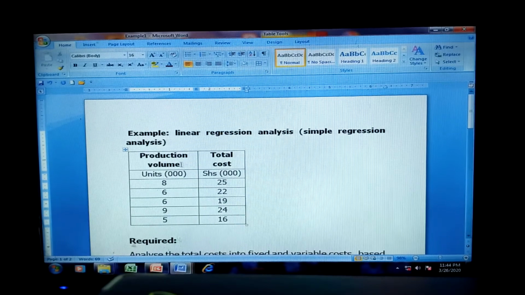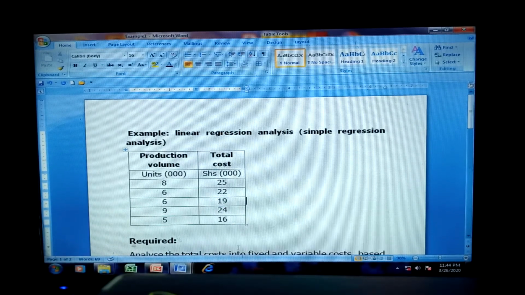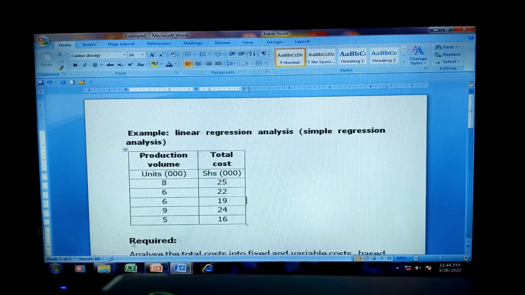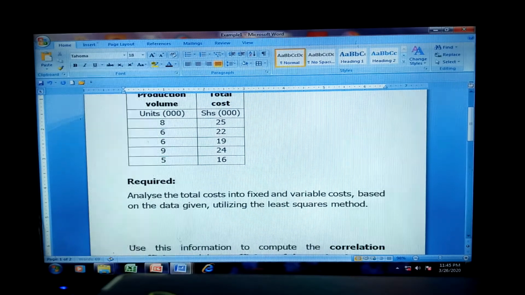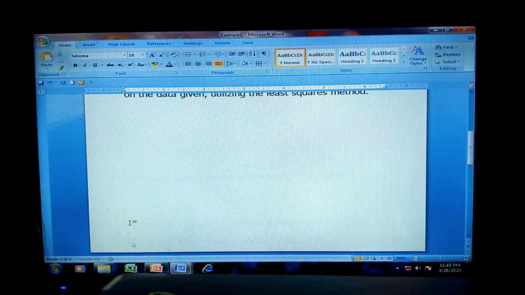Now we have this information about production volumes as well as total costs. So production volume is our independent variable, then cost is our dependent variable. What are we required to do? Analyze the total costs into fixed and variable costs based on the data given utilizing the least squares method.